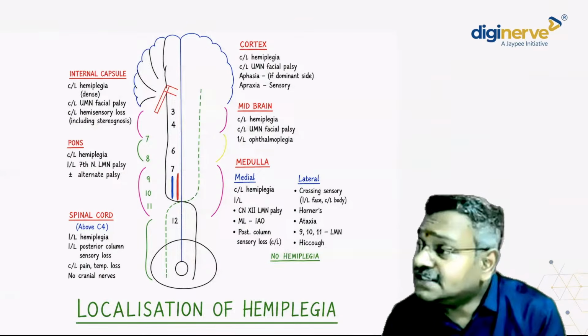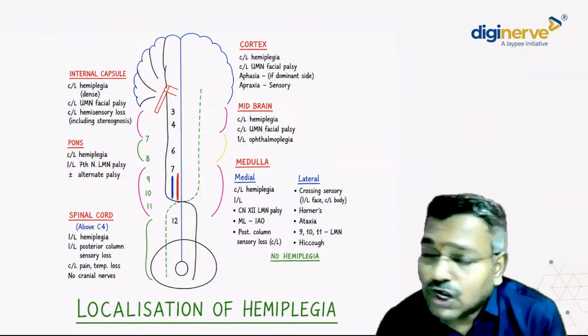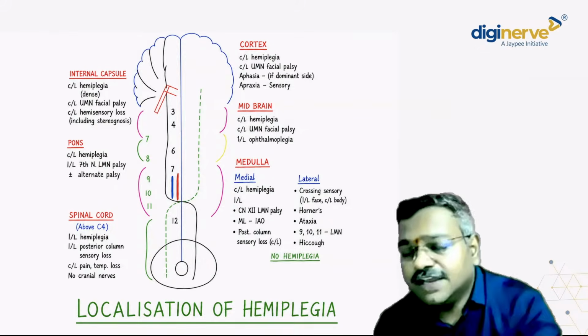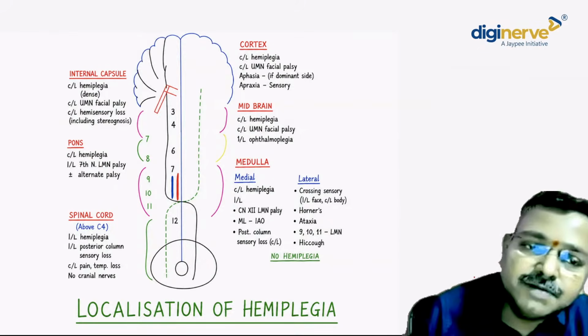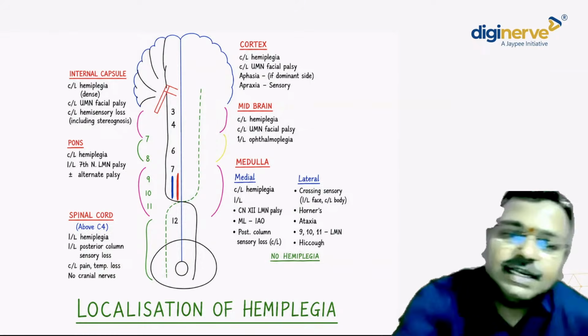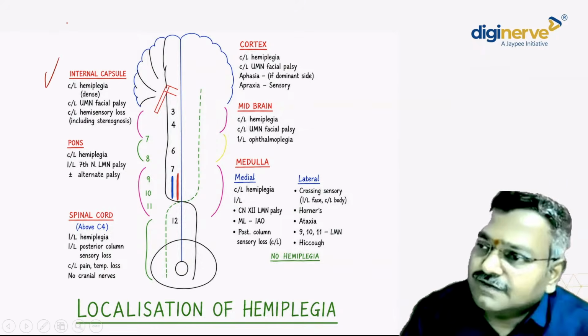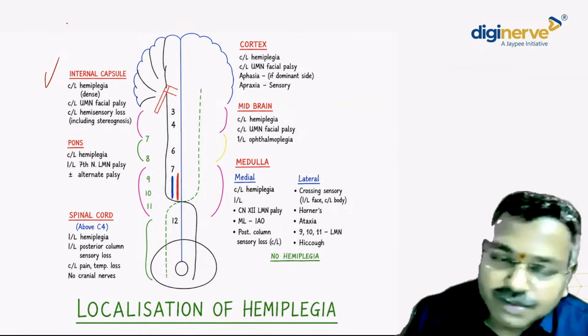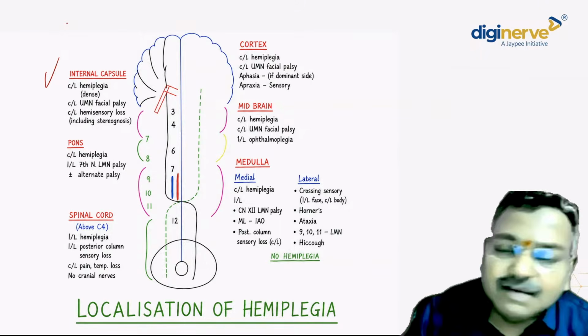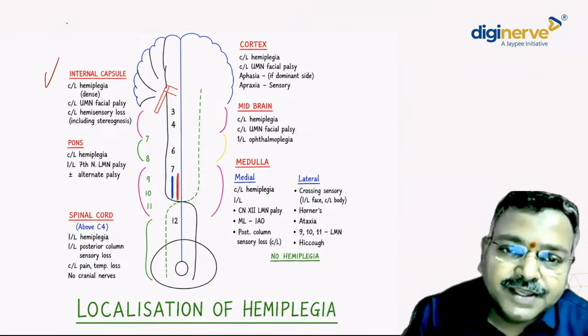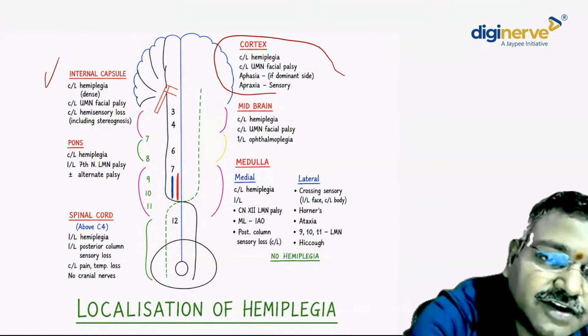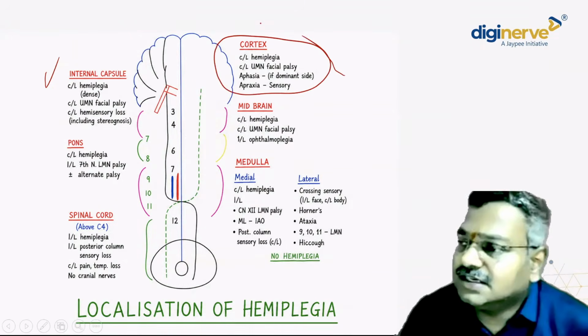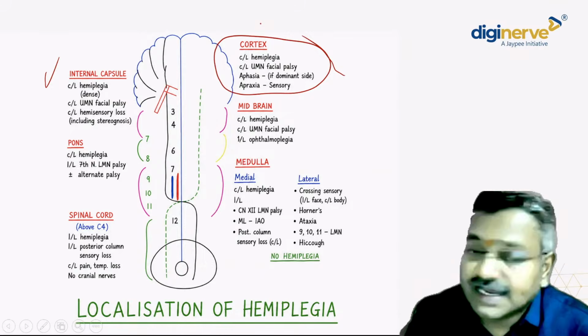Now, hemiplegia localization, this is a very common question asked. You can have various sites of lesions in hemiplegia, the most common being an internal capsule lesion. You have contralateral dense hemiplegia, contralateral facial palsy, and contralateral hemisensory loss. With a cortical lesion, you will have contralateral hemiplegia with facial palsy, aphasia, and apraxia.